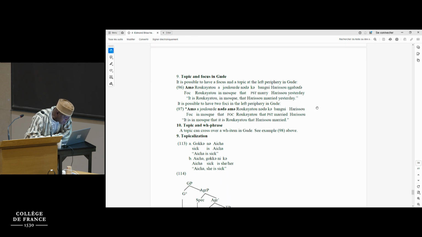Let's talk about topicalization. In this language, the verb must always precede the subject, right? That is why we have sick. Sick is an adjective, and is a copula, and Aisha is the grammatical subject. So we have Aisha is sick. Okay?